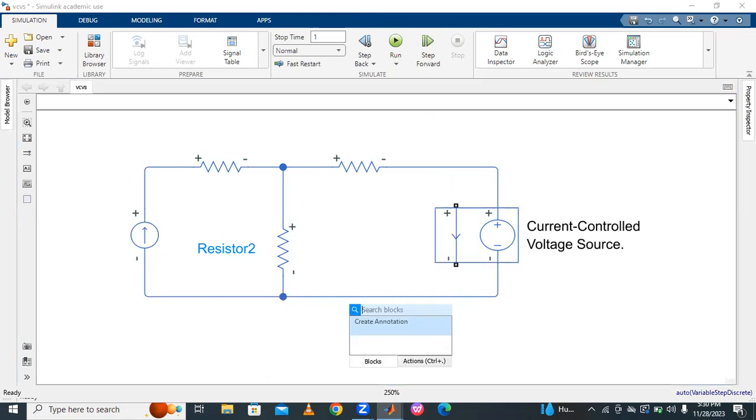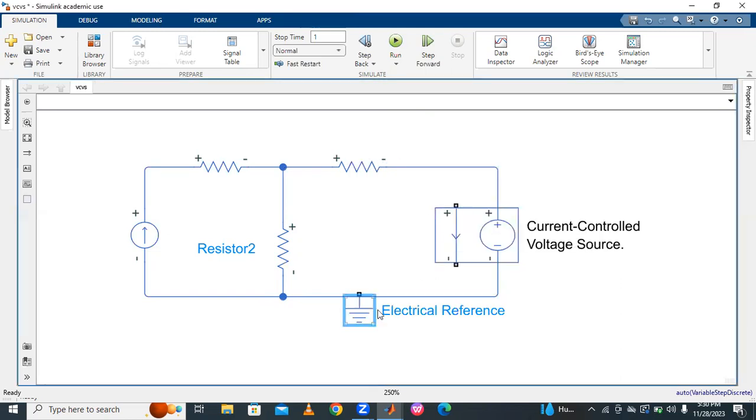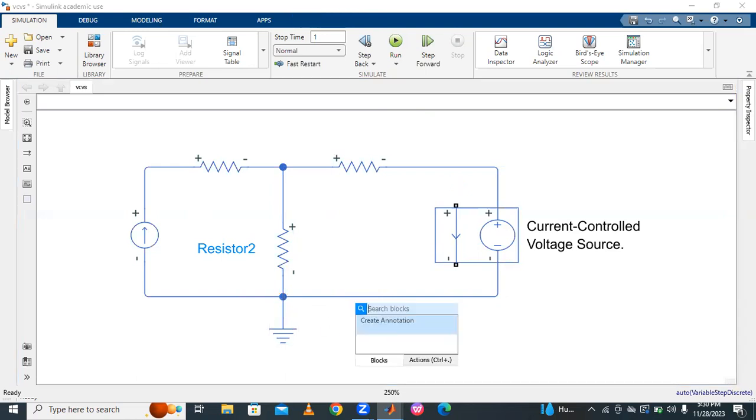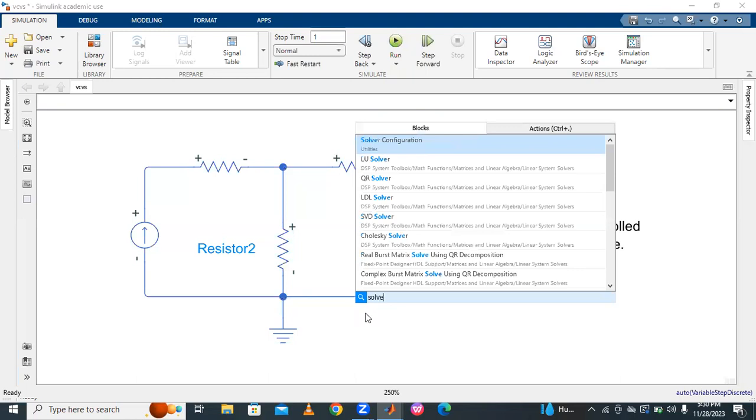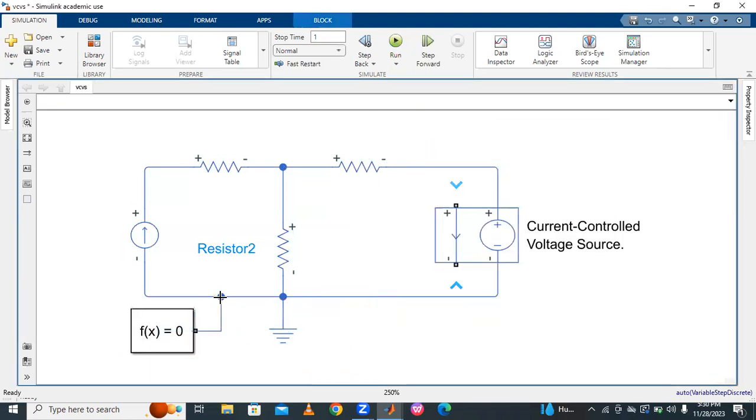Okay, and then next one, electrical reference is required. Connect the electrical reference in this. And then take one called solver configuration. Place it here and connect here.